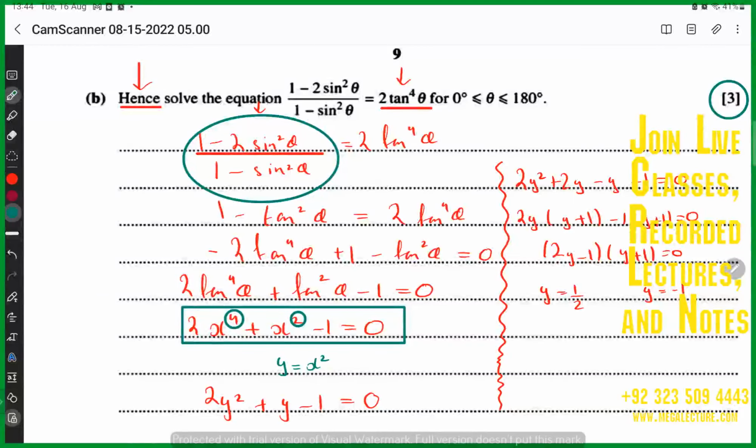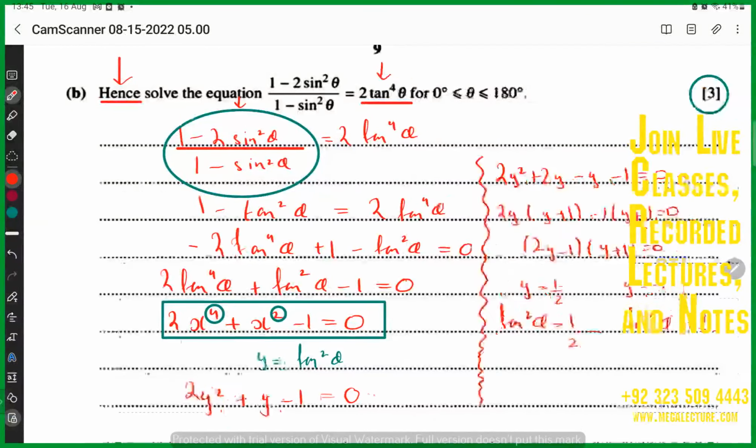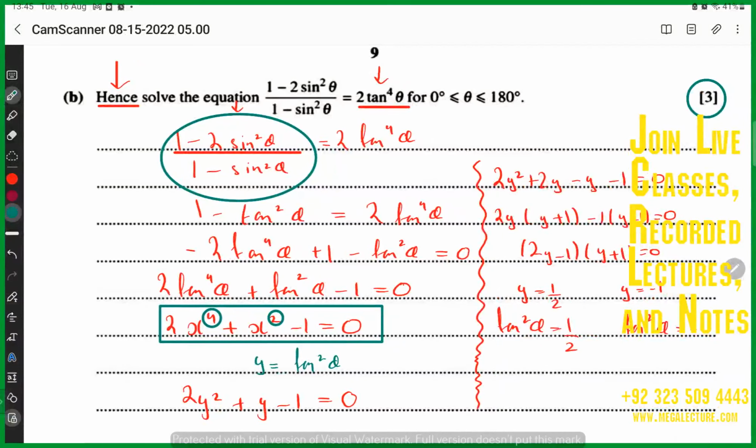At this point, you can think about it this way as well, that this x squared was basically your tan squared theta. So tan squared theta is equal to 1 by 2, and tan squared theta cannot be equal to minus 1, but let's just write it down, okay? So what has happened in this question, let's just quickly go through it once again. This was a trigonometric equation that you guys were asked to solve, and we don't know how to solve such trigonometric equations where we have two different trigonometric functions. So it had the word hence in it.